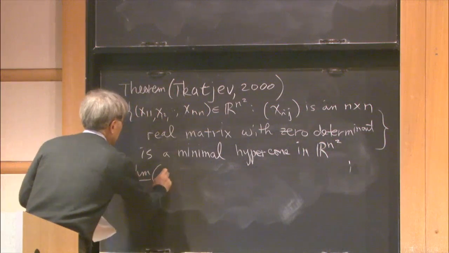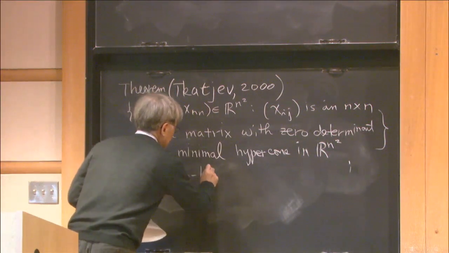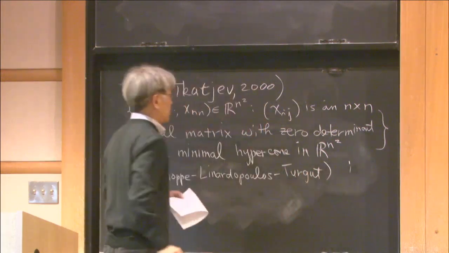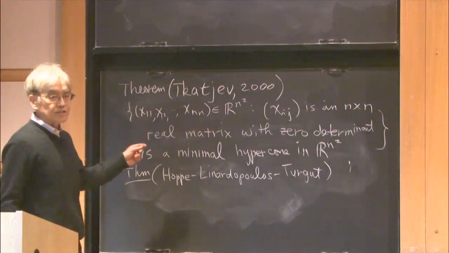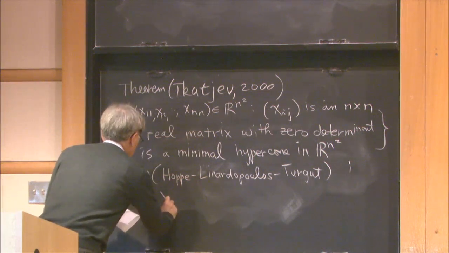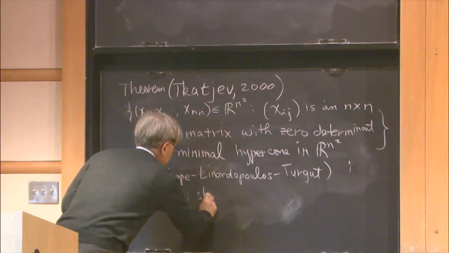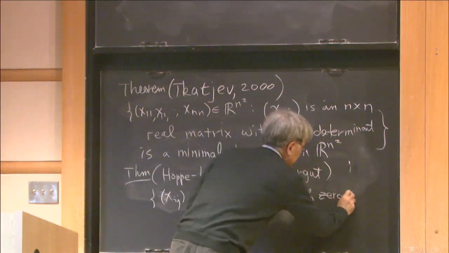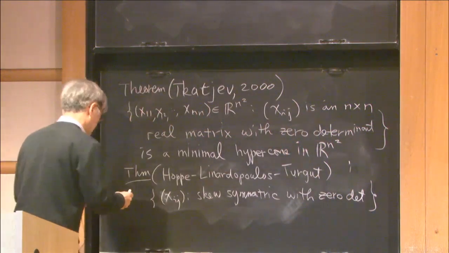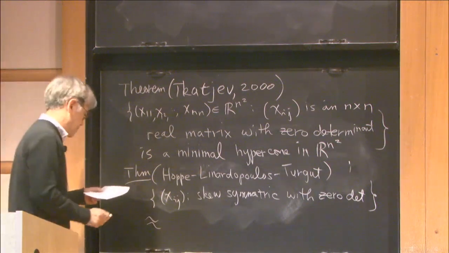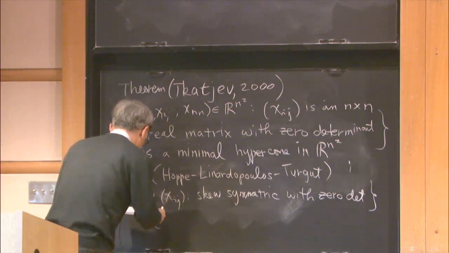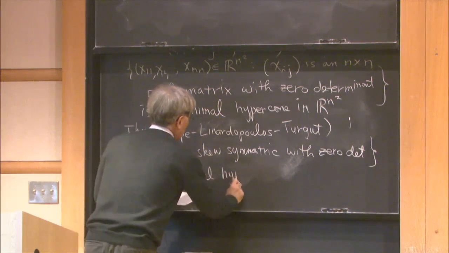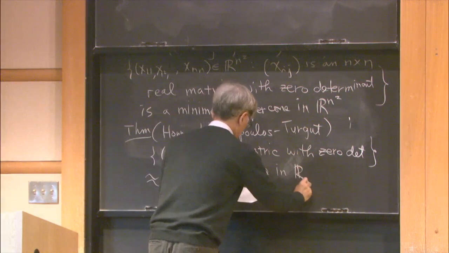And recently, Hoppe, Linardopoulos, and Turgut proved the skew-symmetric matrix version of this. So if X is skew-symmetric with zero determinant, then this set is also a minimal hypersurface. But since it is skew-symmetric, we have to restrict our attention as follows. This is a minimal hypercone in R^(2n squared minus n).